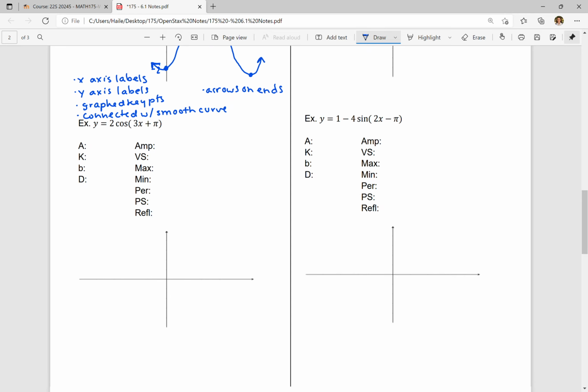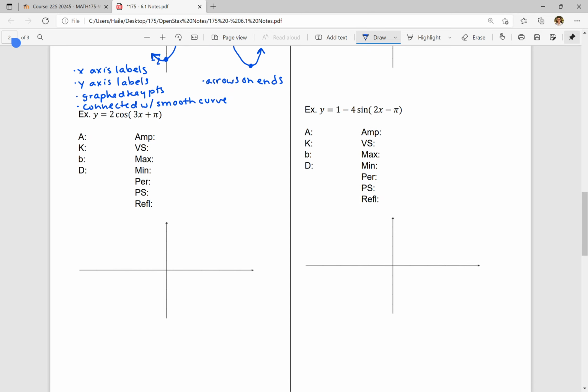So in this next example, we have y equals 2 times the cosine of 3x plus pi. So this time, our question's a little bit different because we have something added to the inside. We have pi added to the inside. So when you see an equation in this form, the first thing you should do is factor out this 3. So the way we do that is we can write this as 2 times the cosine of 3 times x plus pi over 3.